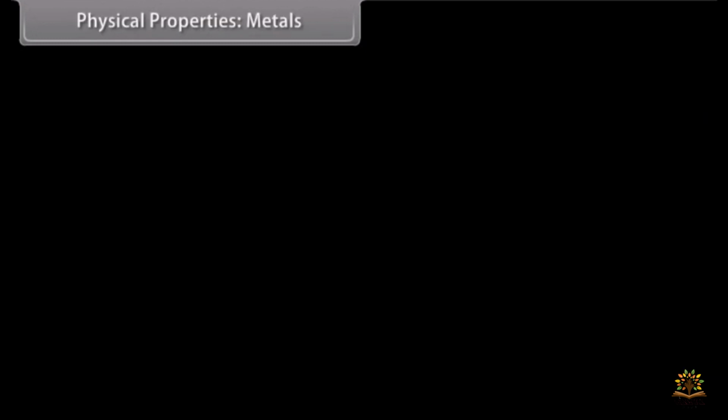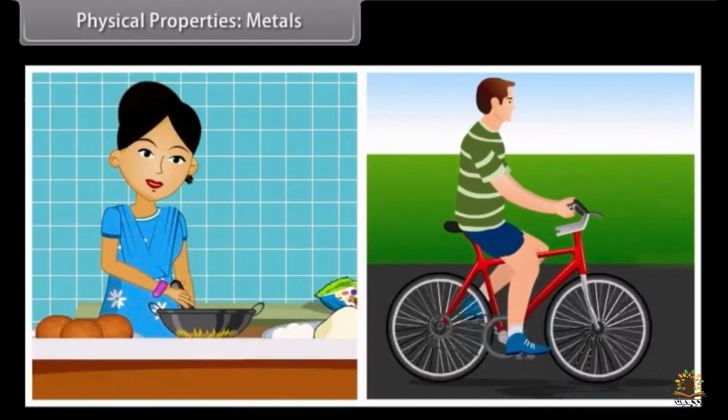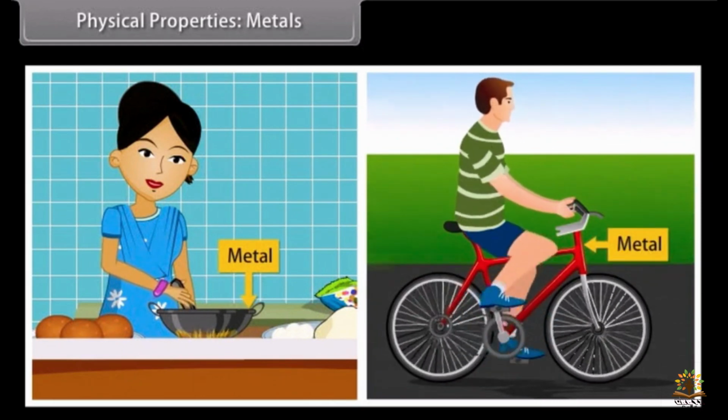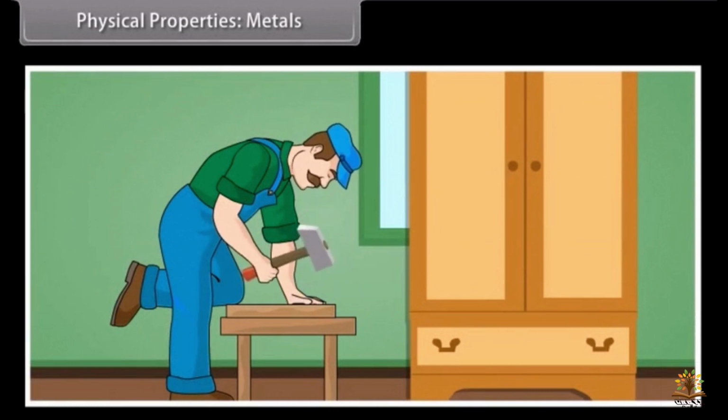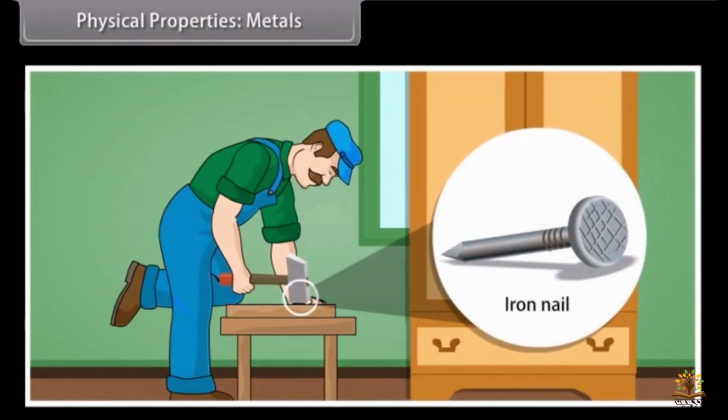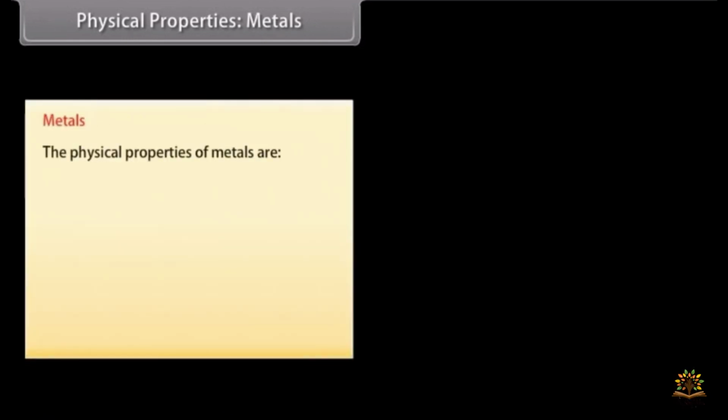Physical properties. Metals. You come across a lot of metals and non-metals in your day-to-day life. For example, the hammer that you use to fix nails is a metal. The nail made of iron is also a metal. Let us look at the physical properties of metals. The physical properties of metals are: physical state.